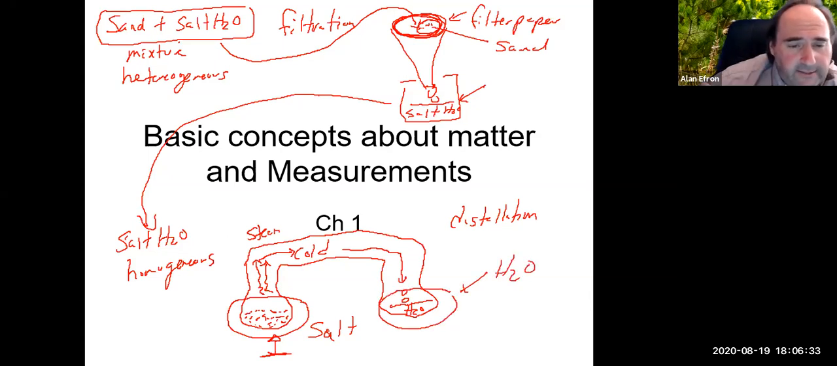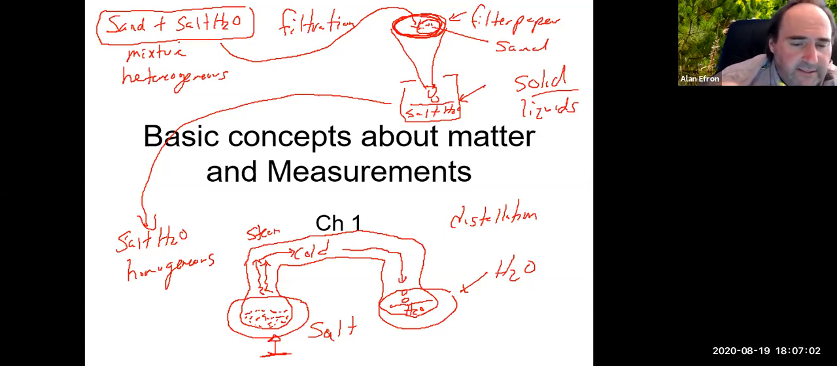So in this process here, where we started with basically three different pure substances that were all mixed together, we have our sand and our salt water all mixed together. By first doing the filtration, we were able to separate out the sand from the salt water. And filtration is a really good way to separate out solid from liquid. So solids from liquids, filtration is a really good way to separate those things out.